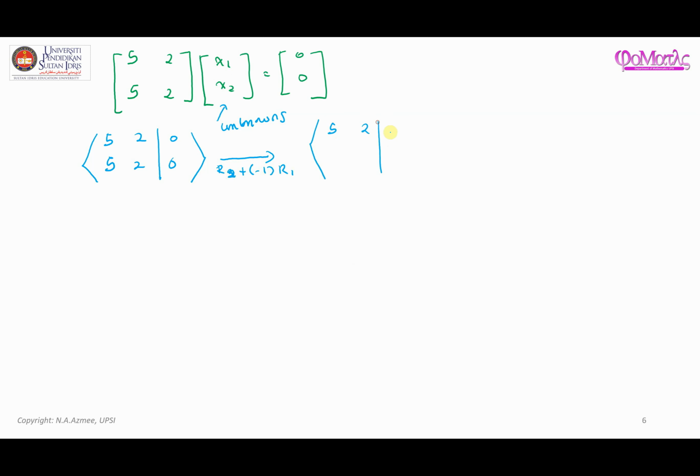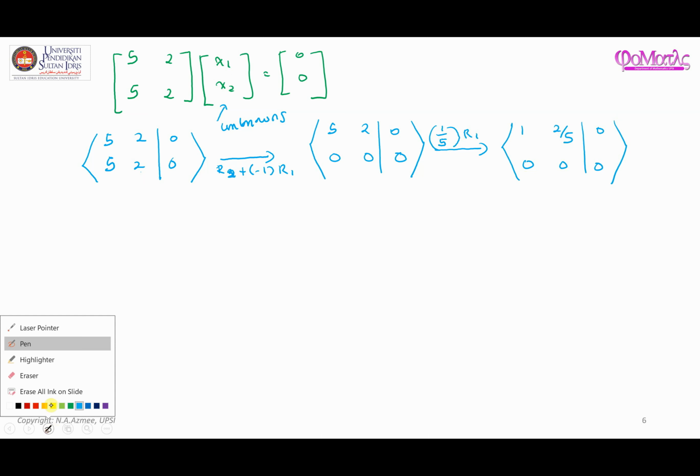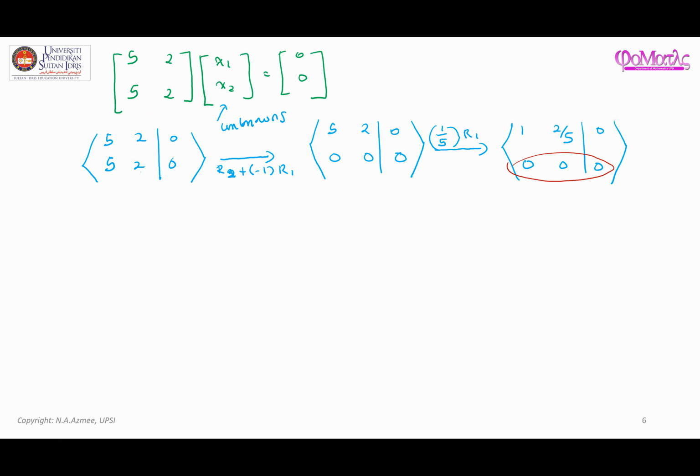So here 5, 2, 0. 5 minus 5, 0. 2 minus 2, 0. 0 minus 0, 0. Next, I can turn this value into 1, so I will multiply the first row by 1 over 5: 1, 2 over 5, 0, 0, 0, 0. I have simplified the look of our augmented matrix. Based on that, this part here, we can't get any equation out of it. And for this one here, you can see that this is x1 plus 2 over 5 x2 equal to 0. So we only have one equation, but two unknowns.